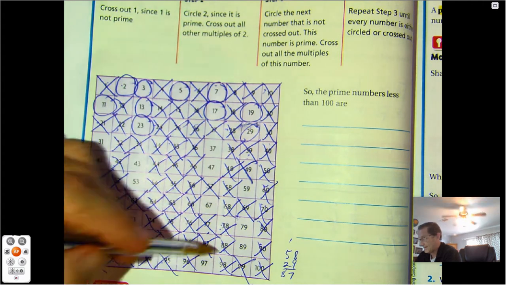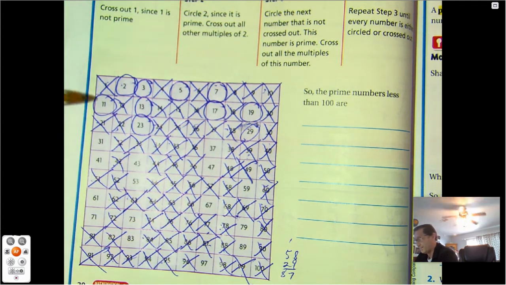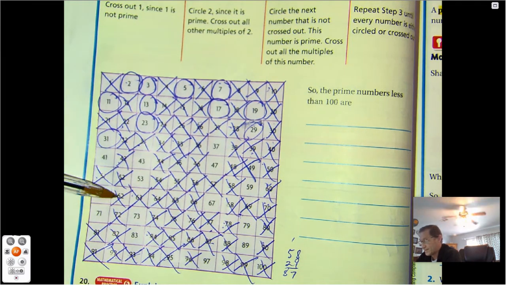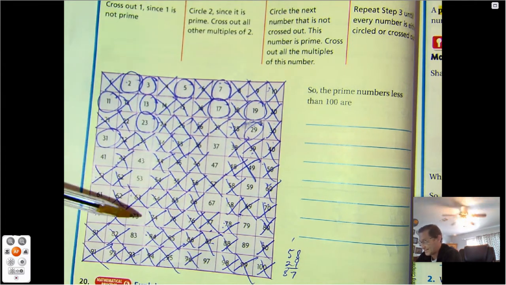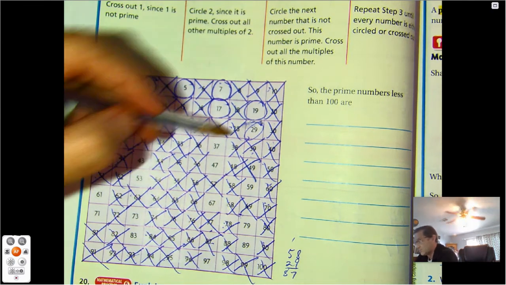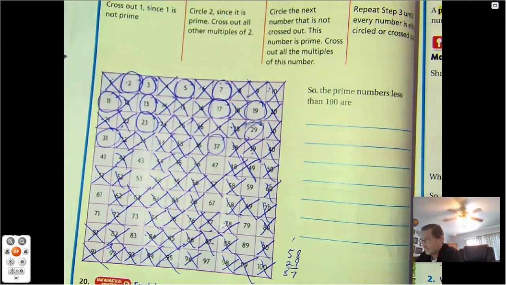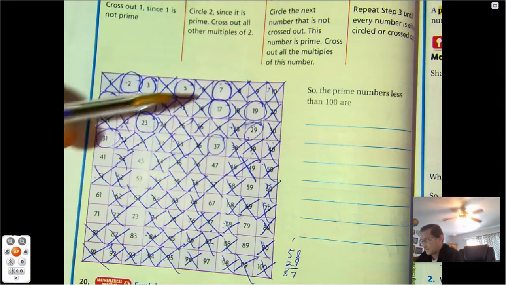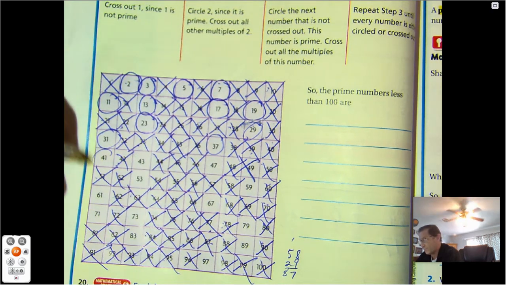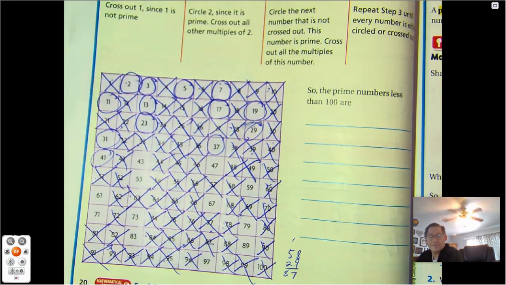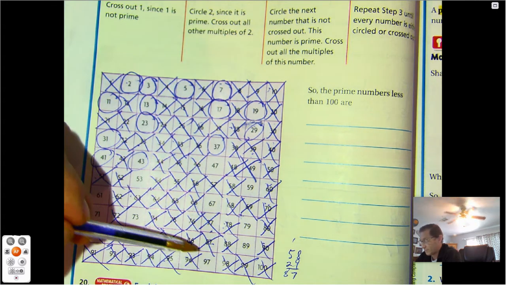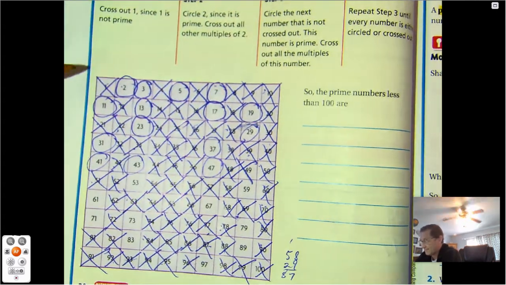Now we move to 31. 31 and 31 is 62. 62 and 31 is 93. Already crossed out. All right, let's go to 37. 37 and 37 is 74. Already crossed out. 74 plus 37 is going to be over 100, so I'm done there. 41. 41 and 41 is 82. 82 is already crossed out. 43. 43 plus 43 is 86. It's already crossed out. 47 and 47, 94. It's already crossed out. 53.